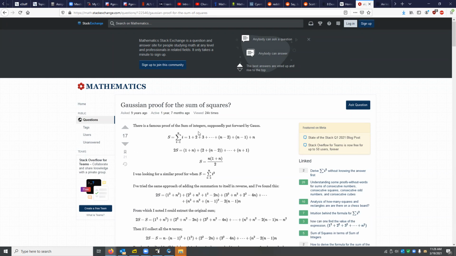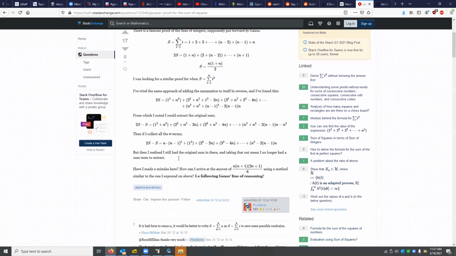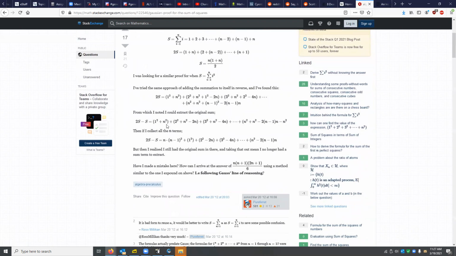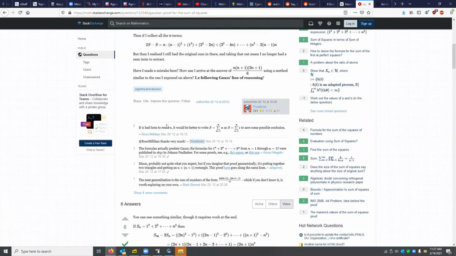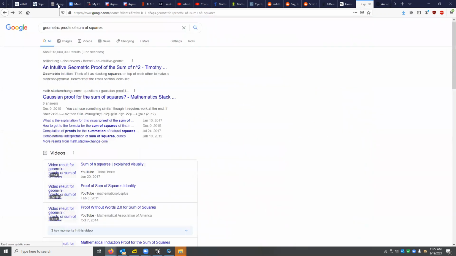Right, so here's the proof for the n times n plus 1 over 2 thing. You take 1 and you add that to n, you get n plus 1. Take 2 and you add that to n minus 1, you get n plus 1. Take 3, you add that to n minus 2, you get n plus 1. So altogether you have n over 2 copies of n plus 1. Now, I'm not familiar with the Gaussian proof they're giving here, but there is a well-known geometric proof.